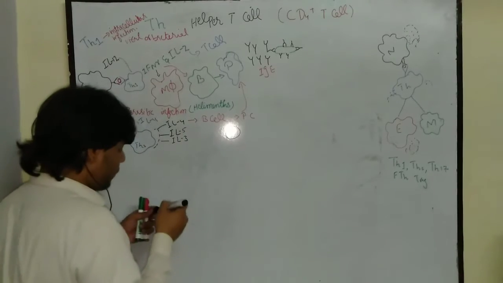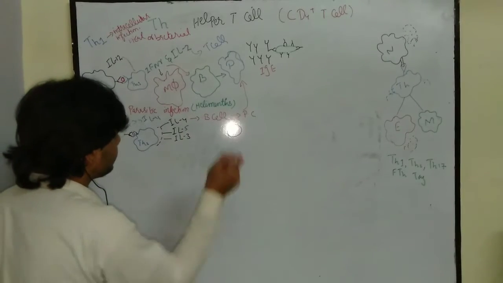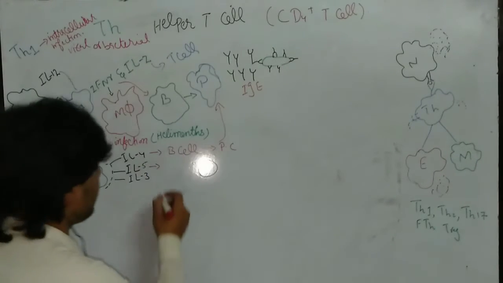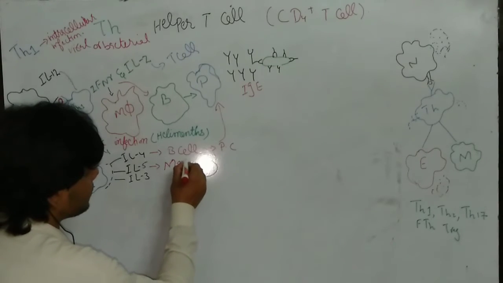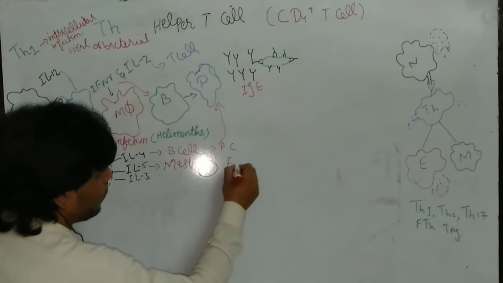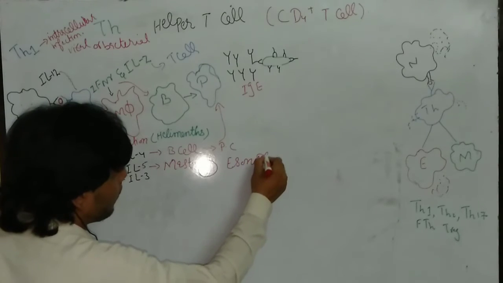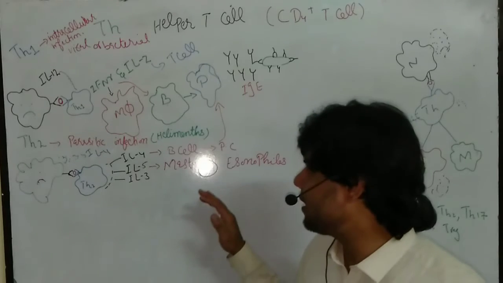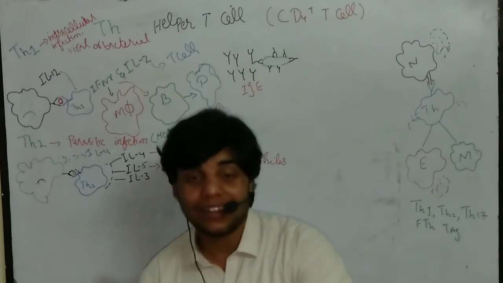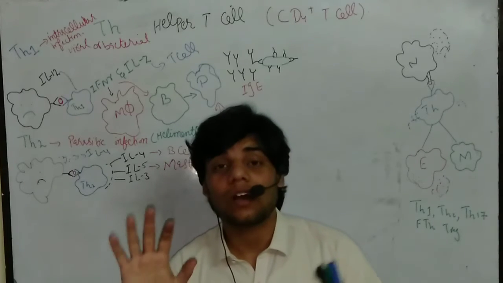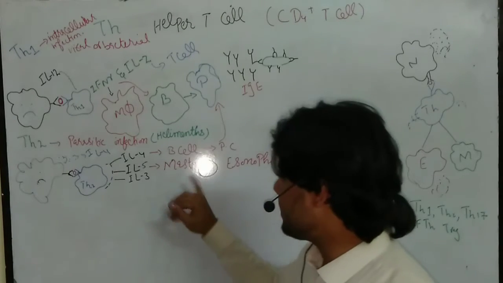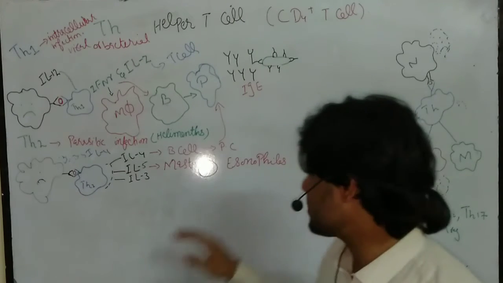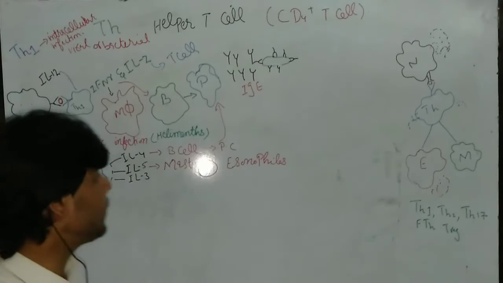Second, interleukin 5. What is the job of interleukin 5? Interleukin 5 will activate the mast cell and eosinophils. And all of you should know that mast cells and eosinophils are the acidic cells for other infections or for pathogens or parasites, because they contain granules which contain acid like lysozymes. So this interleukin 5 will activate these two cells.